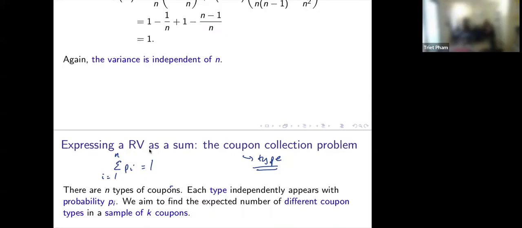Let's look at this. We aim to find the expected number of different coupon types in a sample of k coupons. Let me recast this in a more familiar example, and you'll see.